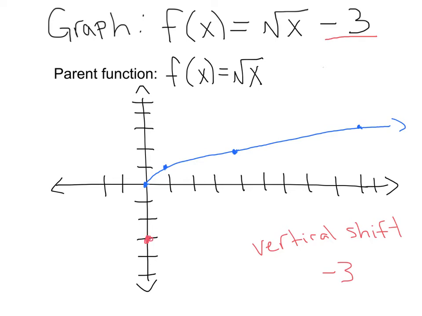I'm going to shift this next point down 1, 2, 3. I'm going to get a point right here. If I continue shifting, I'll get this point at 4 right here. I'll get this point over at 9 all the way over here. And my new graph of my completely shifted function is going to be right down there. Notice it's identical to the parent function, just shifted down 3.